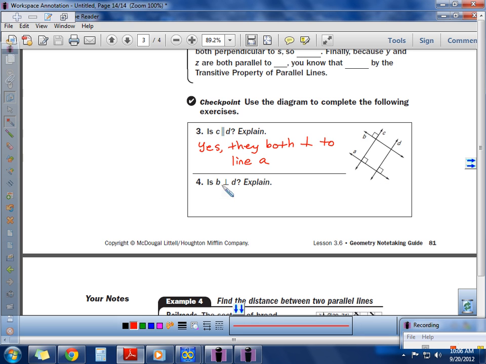Is B, now this is different, is B perpendicular to D? B perpendicular to D, so this is a question mark. We've got to figure that out. I've heard no, I've heard yes. I'm hearing a little more yeses now. So how can you conclude that though? I'd probably say yes too, but why? What's the reason for that?